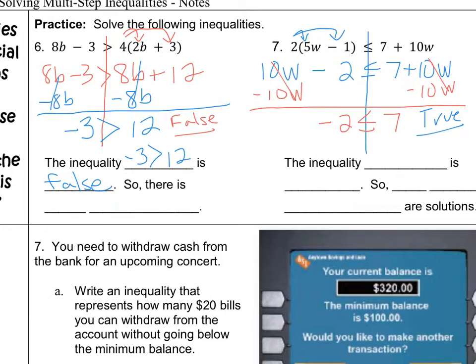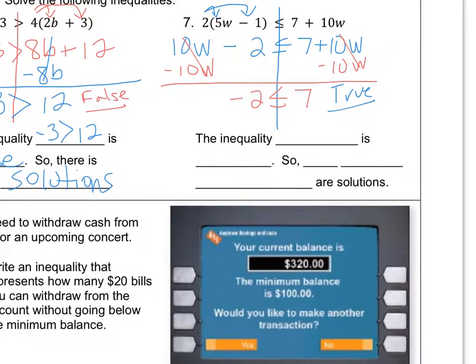So in number 6, -3 is not greater than 12, so that's a false statement, so there are no solutions. Now in number 7, -2 is definitely less than 7. It's a true statement. So since the inequality -2 is less than or equal to 7 is true, all real numbers are solutions.